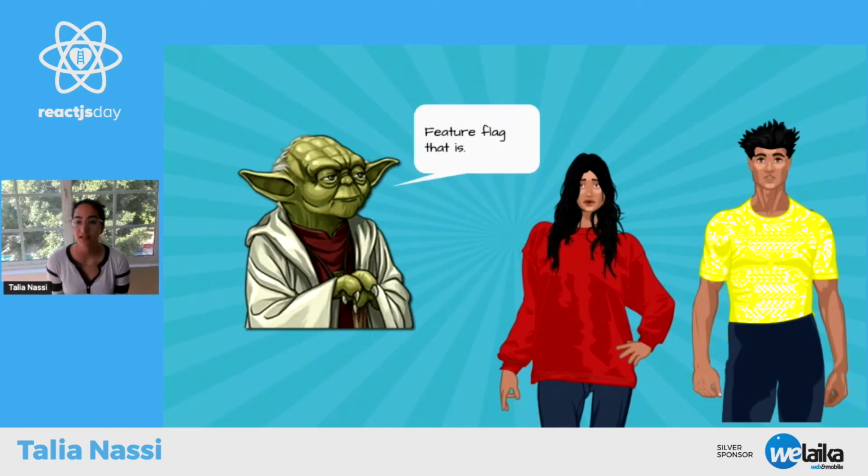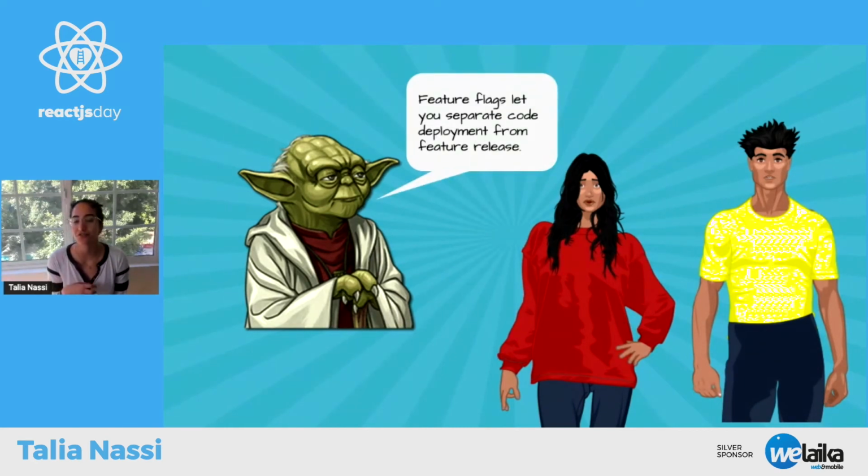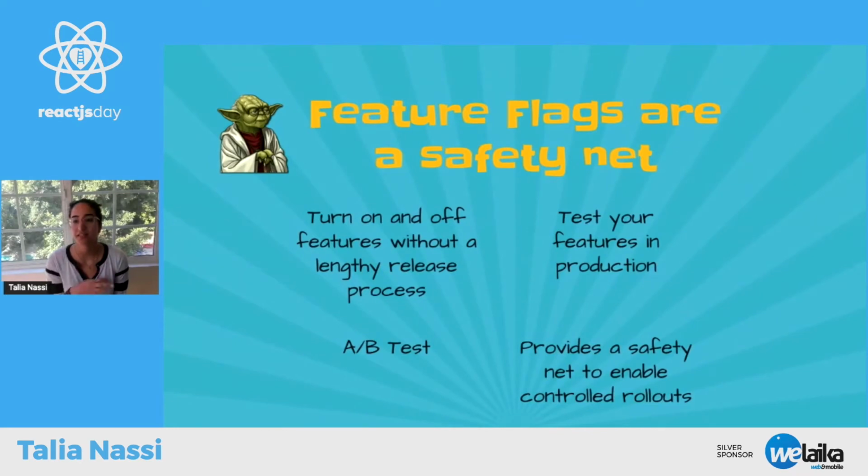And then all of a sudden, a mysterious stranger appears and points out to Debbie and John that the thing they just did is called a feature flag. Debbie and John are confused. They're like, what is a feature flag? And Yoda explains that a feature flag lets you separate code deployment from feature release. It's a sort of safety net for your feature releases. Basically, with feature flags, you can turn features on and off without a lengthy release process.